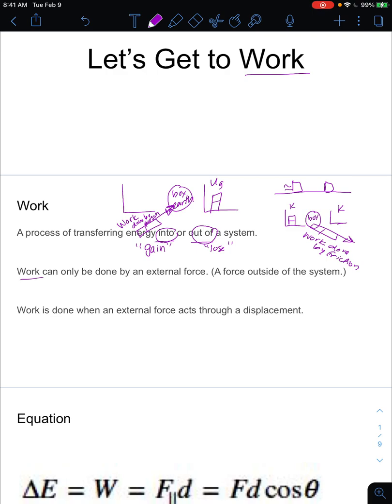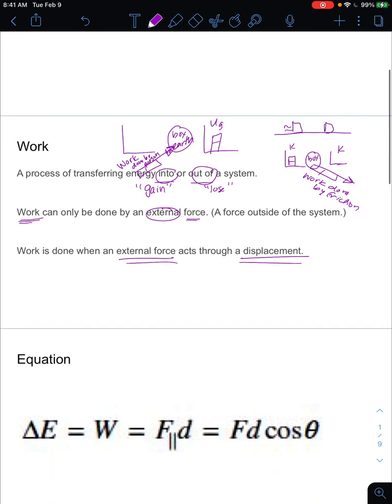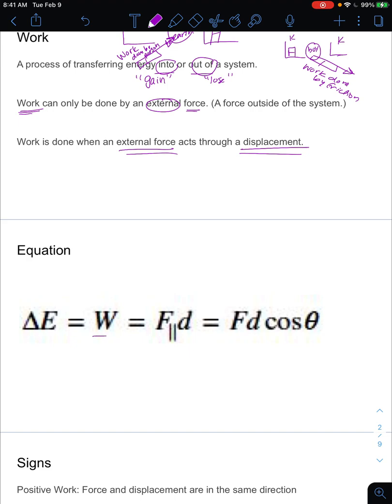But when we're doing work, work can only be done by an external force, a force from something outside the system. So we can only say that work was done as long as the object doing the work is not included in our system. Work is done when an external force acts through a displacement. So you're going to get a new equation for work now. I think the best way to solve for work is to solve for your change in energy. This should be your number one way of trying to solve for work. But another way of solving for work is to say that work is equal to your force times your displacement.